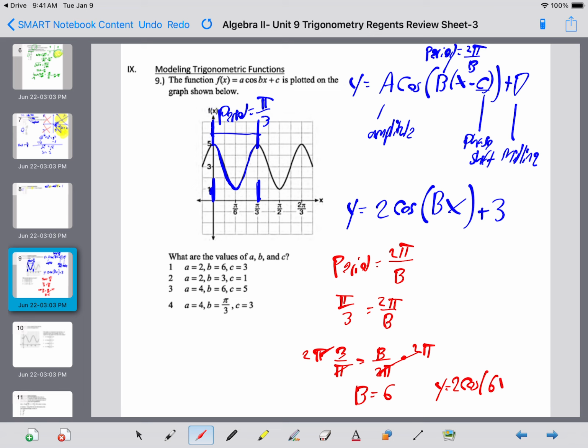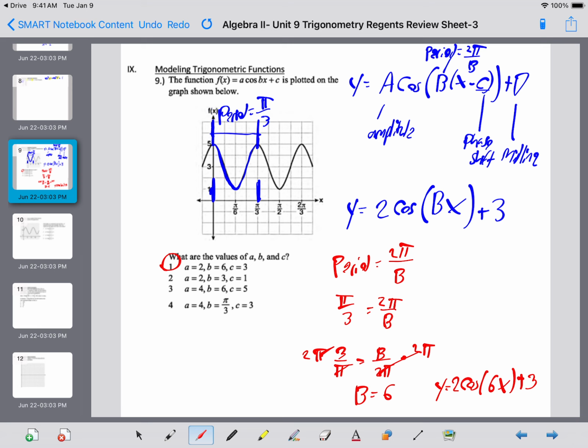So A is 2, B is 6, and C is 3. Answer is 1. Okay.